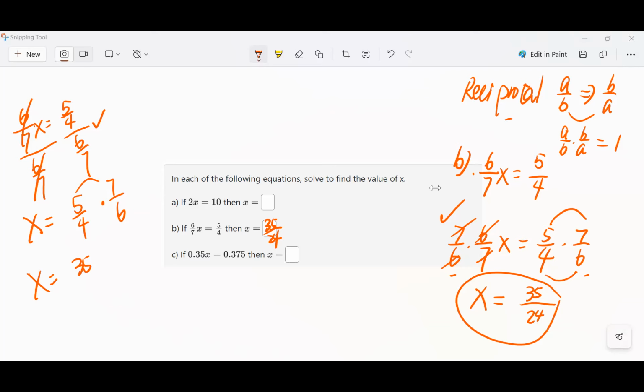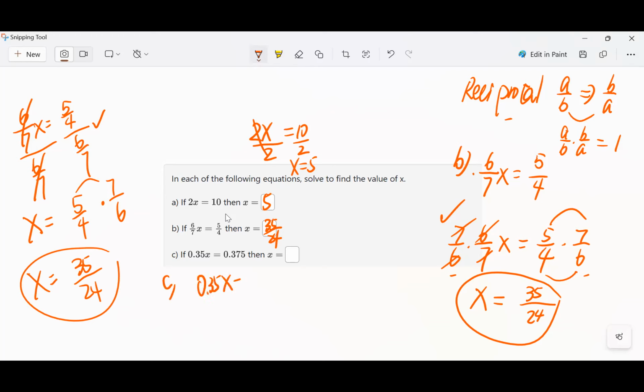Okay, very good. Any other questions, guys? Number 24. So the first one, 2x: divide 2 from both sides. X is equal to 5. And then the last one, C, we're going to divide by the decimal 0.35 on both sides of the equation. So divide 0.35 here, divide 0.35 here.